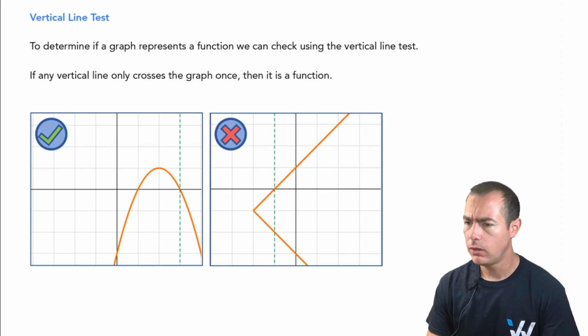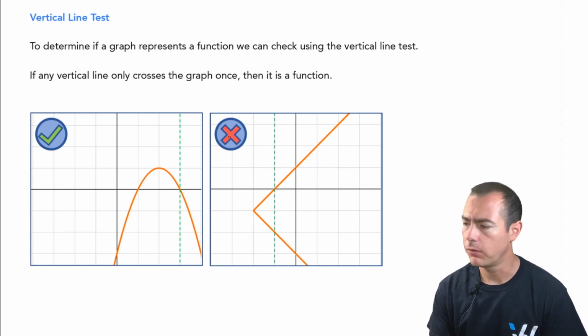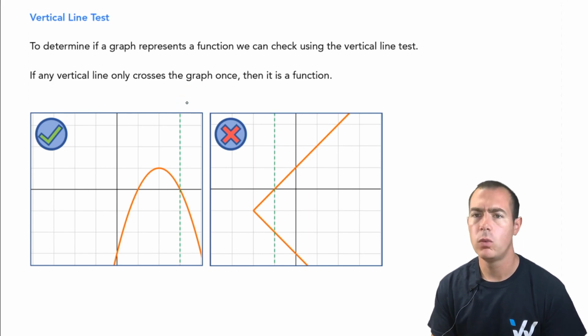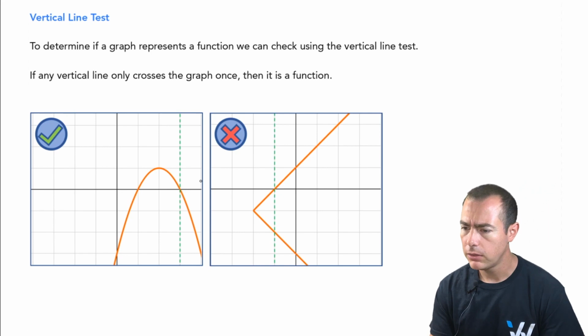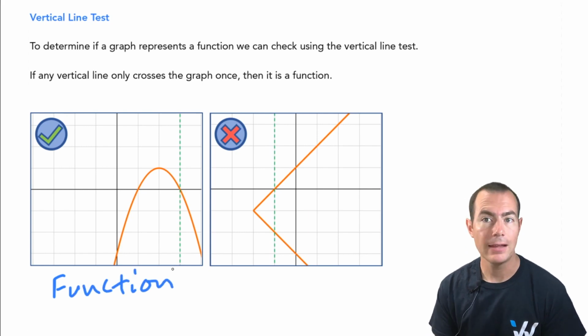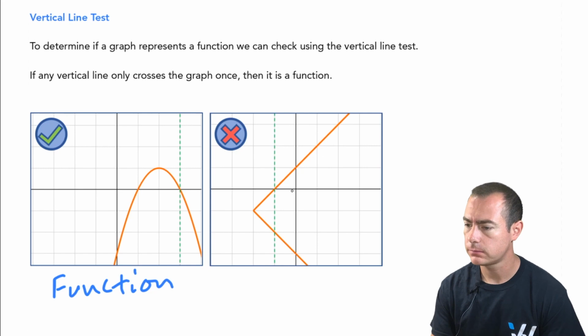So as a good example of this, here I have two different graphs. And you can see that I've put on a nice little vertical line, so we can see if it will cross it once or more than once. Now in this little first example here, no matter where I decide to move that vertical line, it's only going to cross in a single spot. So I know that this is definitely a function. We would say it passes the vertical line test.